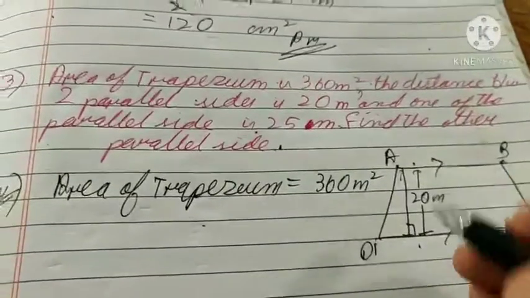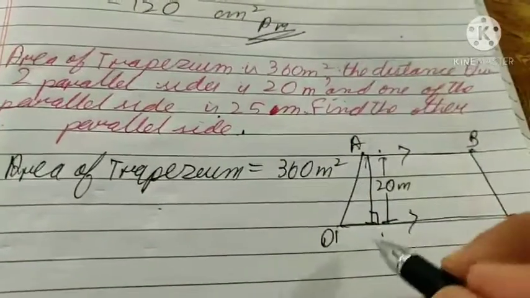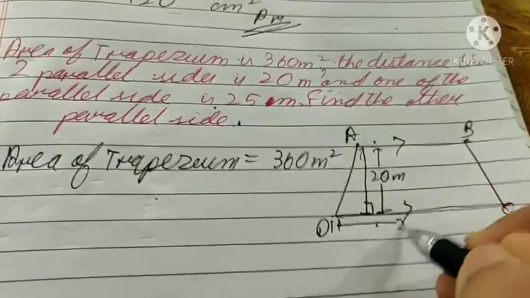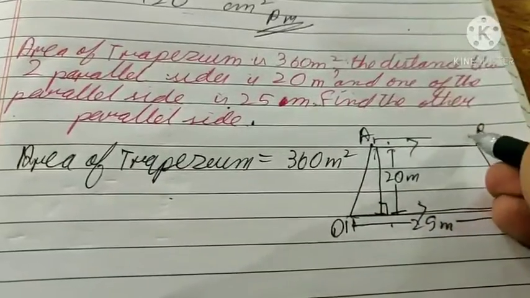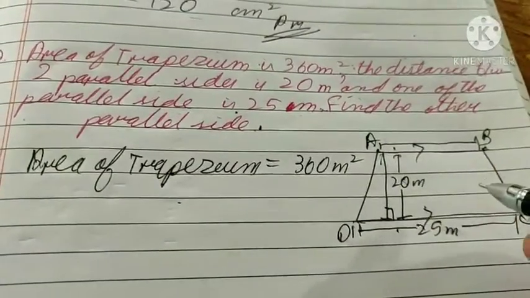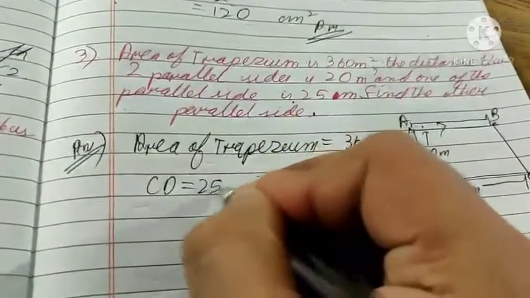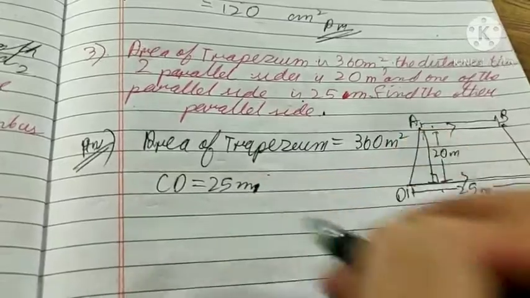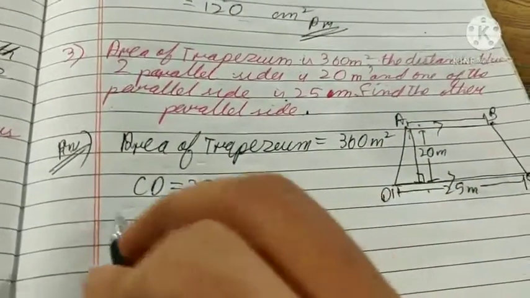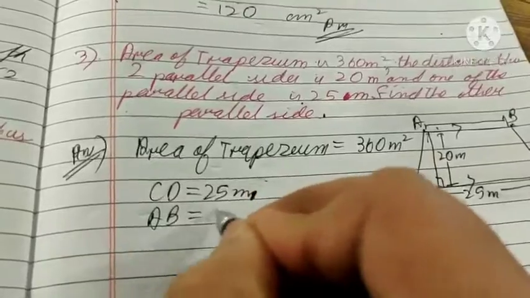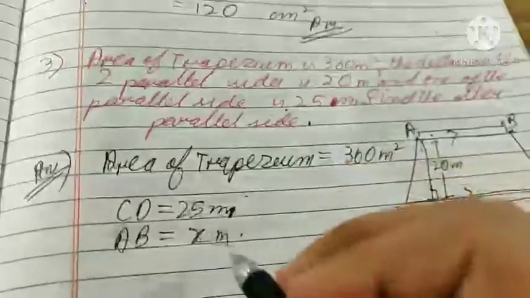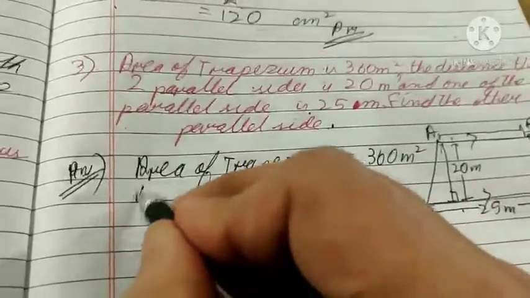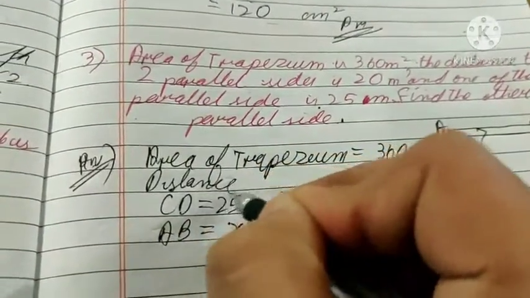So this height is 20 and one of the parallel sides between AB and CD is 25 meters. We have to find the length of this. Here CD is given as 25 centimeter. And AB is to be calculated. We will take AB as X meters. So distance between parallel sides is 20 meters.